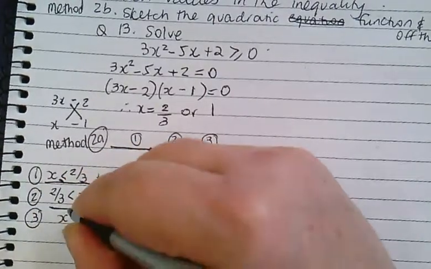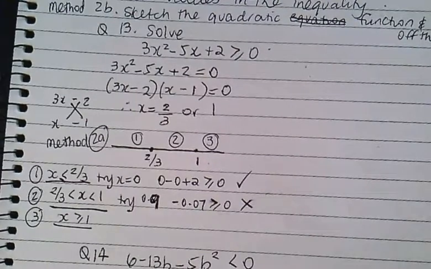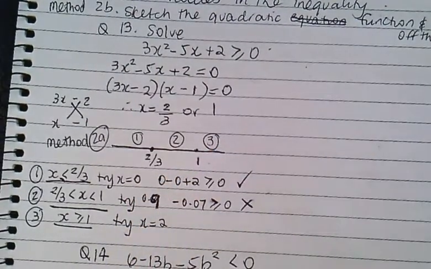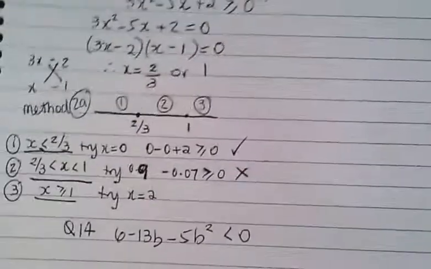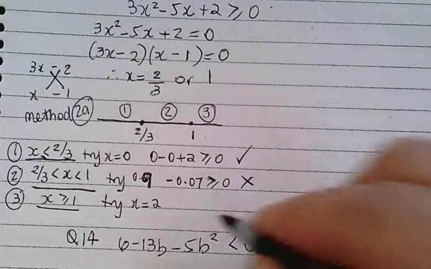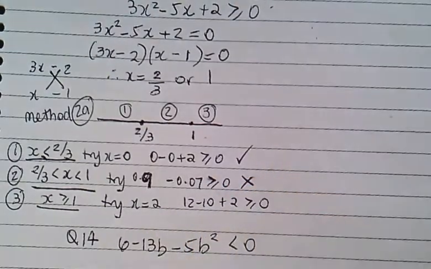And the last region is x is greater than or equal to 1. Let's try x is 2. And what do we get? So we're going to try x is 2 in the original function. 2 times 4, that's 12, minus 10, plus 2. That looks true.